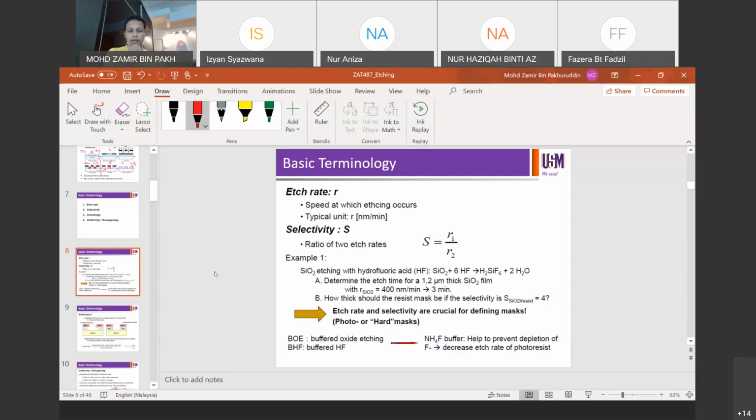So then you can do some calculation if you have a resist on or something, depending on the selectivity of the etchant. Etch rate and selectivity are crucial for defining the mask, whether it's a photo or hard mask, just like what we discussed in the couple of slides before. When you want to use your resist as your mask and etch the underlying layer and then remove the mask, the etching selectivity will be very, very important.